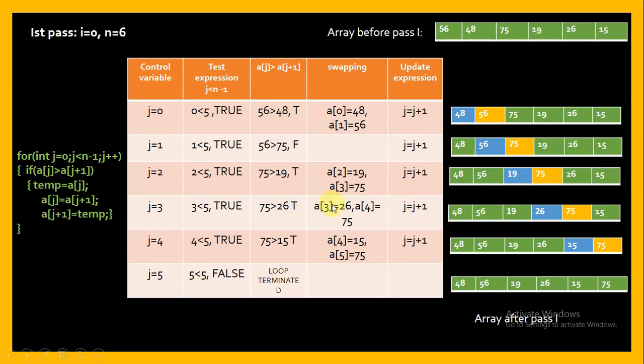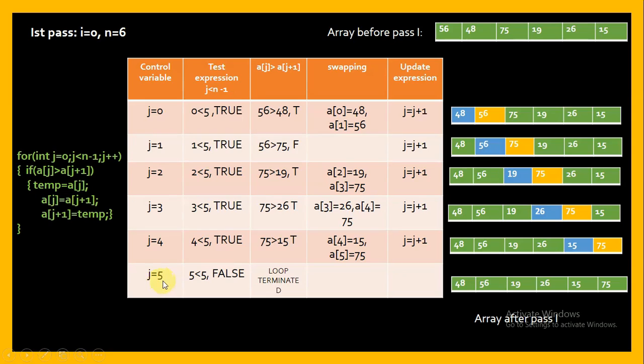Again j will be incremented. Now j will become 4. 4 is again less than 5. The condition is true. So we will compare a[4] greater than a[5]. So a[4] is 75 and a[5] is 15. It is true, so the values are swapped. a[4] will now contain 15 and a[5] will contain 75. You can see that at the end, and now again let's see the next one.